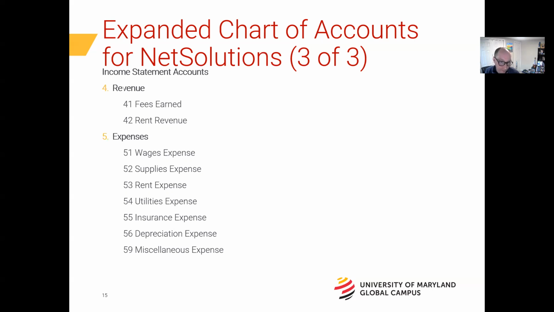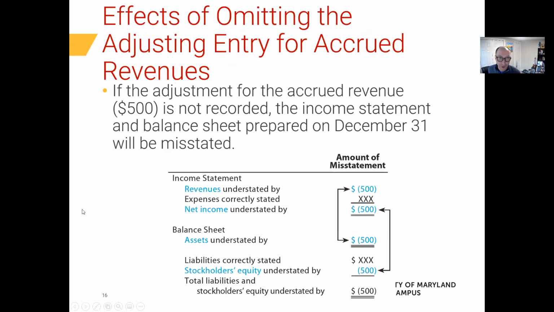And then of course we have expenses: wages, supplies, rent, utilities, insurance, depreciation, miscellaneous. The list goes on and on. Those are just a few examples of those types.